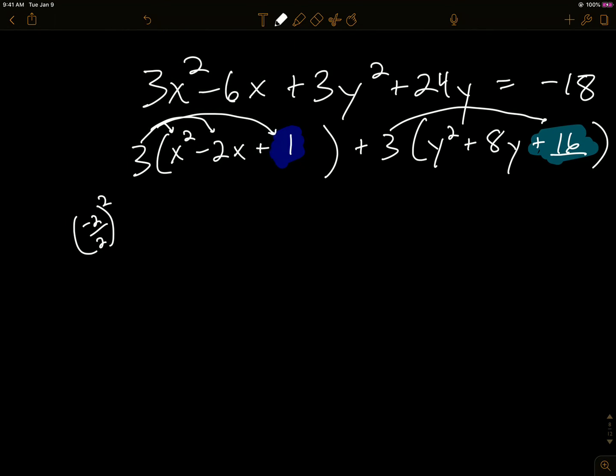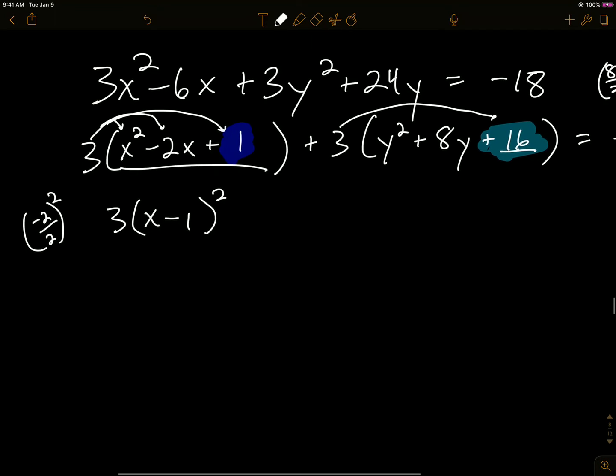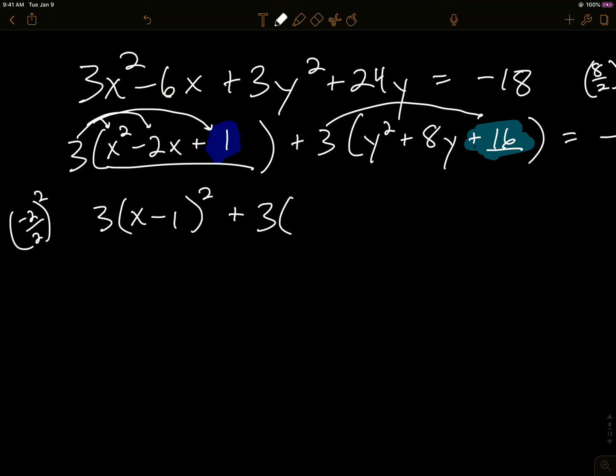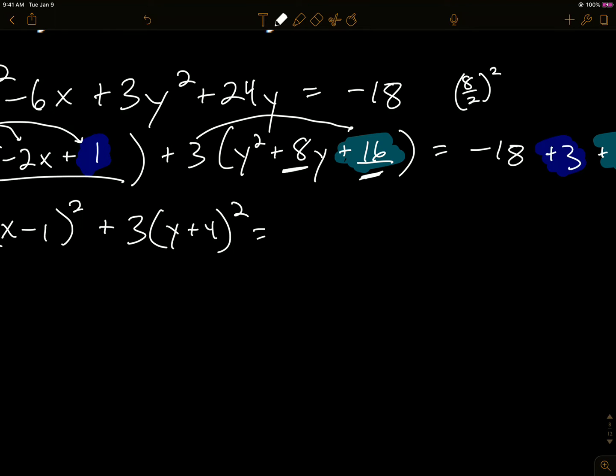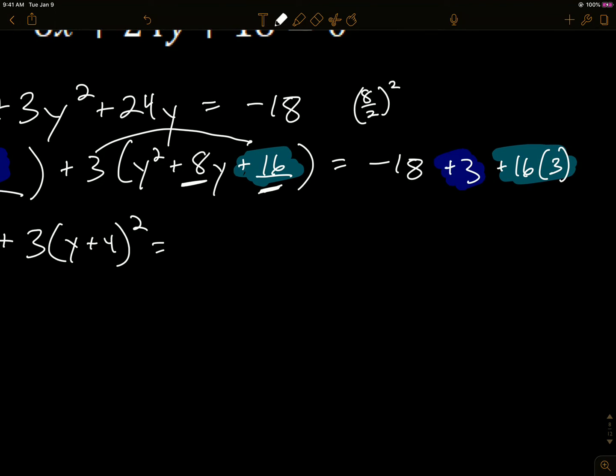All right, we're lined up to factor. So this becomes 3 times x minus 1 squared. That's how I factor this perfect square trinomial. Plus 3 times y plus 4 squared. Right? I'm looking for what number, when you add it to itself, gives you the middle, and when you multiply it times itself, gives you the end. That's how we factor a perfect square. Equals negative 18 plus 3 plus 16 times 3. That whole part will come out to be 33.